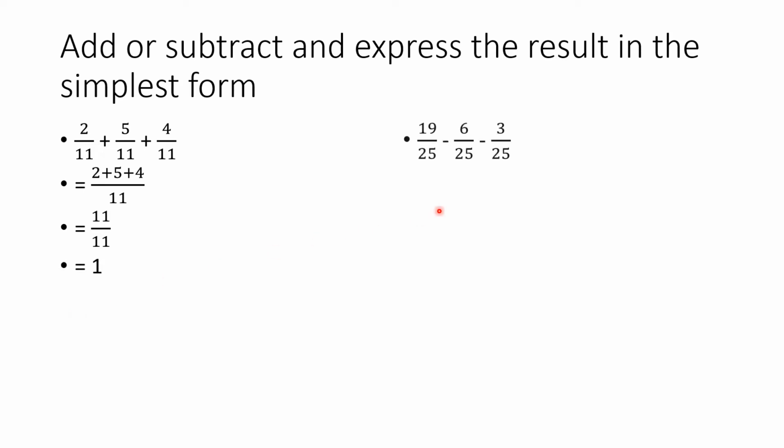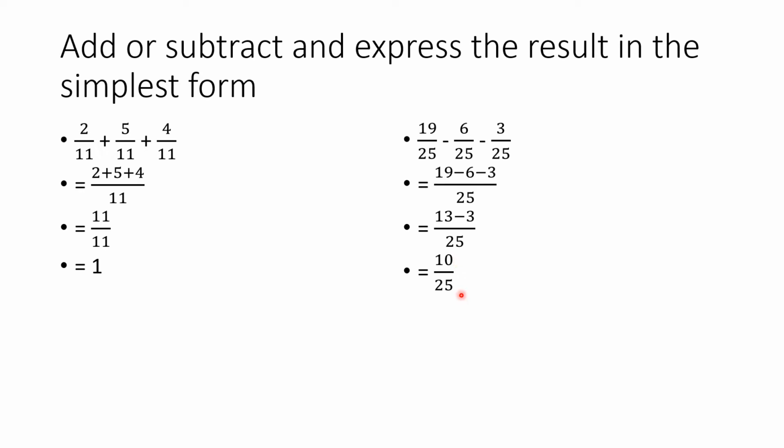Now next question is 19 by 25 minus 6 by 25 minus 3 by 25. So here denominator is same, 25 is the denominator, so we will write the common denominator 25 and in numerator 19 minus 6 minus 3. So we will solve this part of numerator. 19 minus 6 equals to 13. It means 13 minus 3 by 25. Now 13 minus 3 equals to 10.